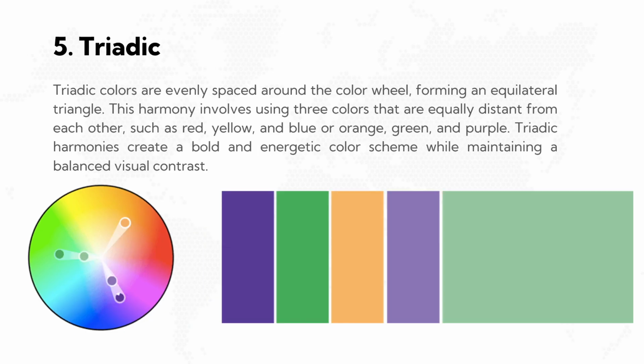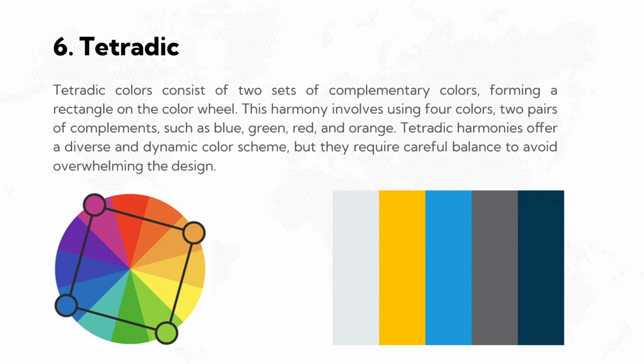So we have triadic. Triadic is evenly spaced around the color wheel, forming an equilateral triangle. This harmony involves using three colors that are equally distant from each other, such as red, yellow, and blue, or orange, green, and purple. So they create this bold and energetic color scheme while maintaining a balanced visual contrast. We have tetradic, which is basically drawing a square on your color wheel.